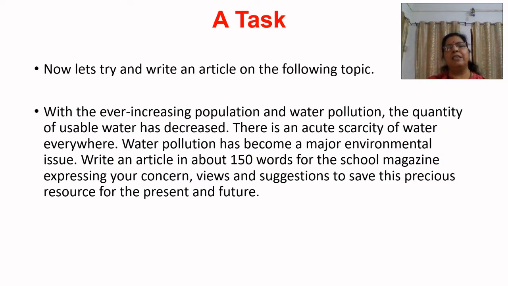Now, here is a task for us. Let us try and write an article on the following topic. The verbal input is given here. I will read it for you. With the ever-increasing population and water pollution, the quantity of usable water has decreased. There is an acute scarcity of water everywhere. Water pollution has become a major environmental issue. Write an article in about 150 words for the school magazine, expressing your concern, views, and suggestions to save this precious resource for the present and future.